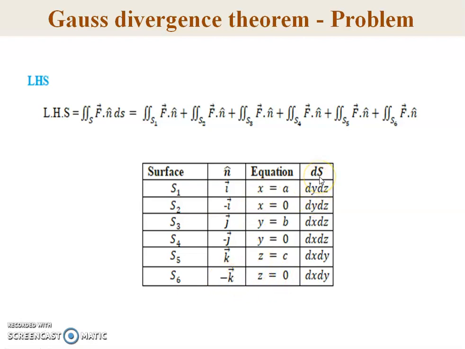Now dS. For x equal to a, leave x. What about the remaining axes? Y and z, so put dy dz here. X equal to 0, leave x, so dy dz. Y equal to b, leave y. What about the remaining axes? X and z, so put dx dz. Y equal to 0, the remaining axes are x and z, dx dz. Same thing for z equal to c, the remaining axes are x and y. Similarly for z equal to 0, dx dy.